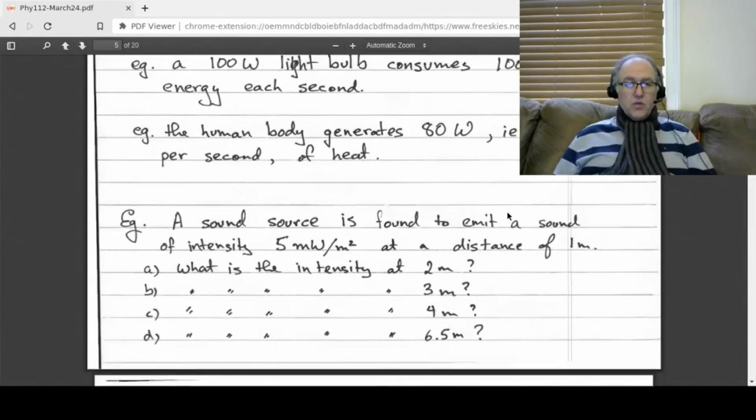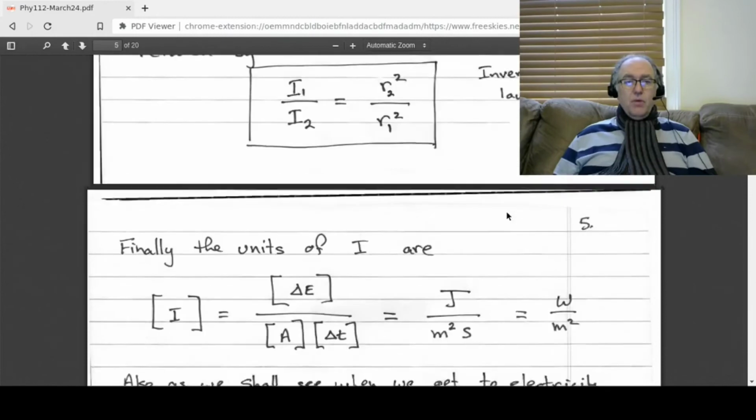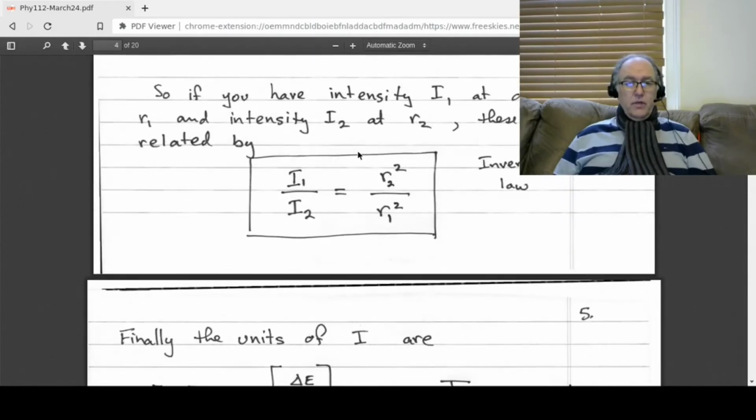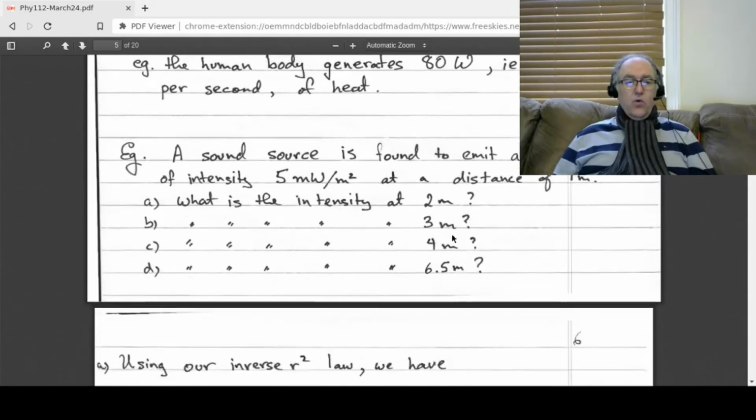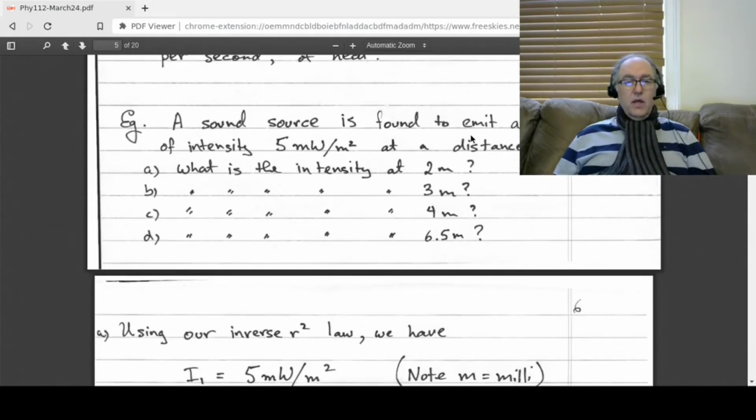Okay, so let's do a problem with this formula right here, the inverse r squared law in this particular form. Over here I have a sound source which is found to emit a sound of intensity 5 milliwatts per meter squared.